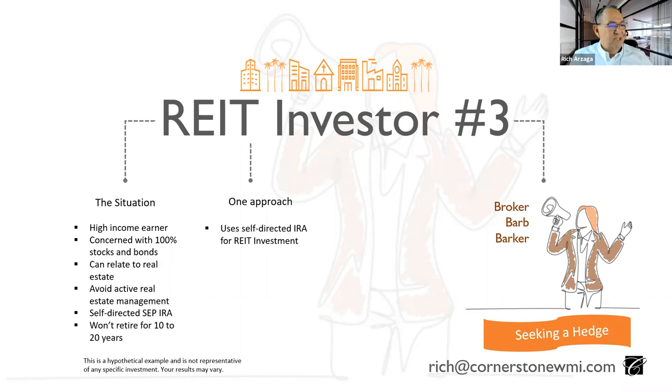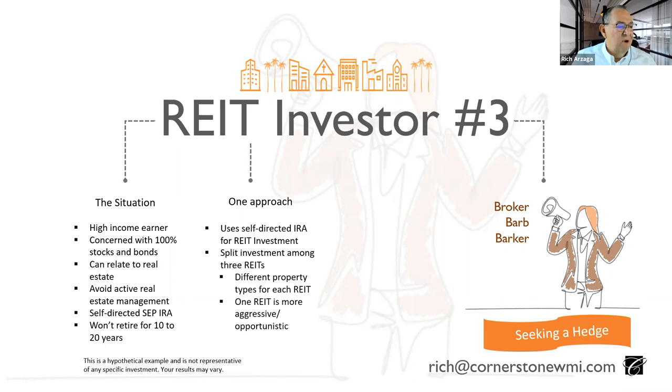So one approach is she uses her self-directed IRA account to make a REIT investment. She splits the REIT investment among three different REITs, so that way she's allocated among the REITs. She has different property types. One REIT is perhaps opportunistic or is aggressive. She can take a little bit more chance on that, a little more risk reward on that.